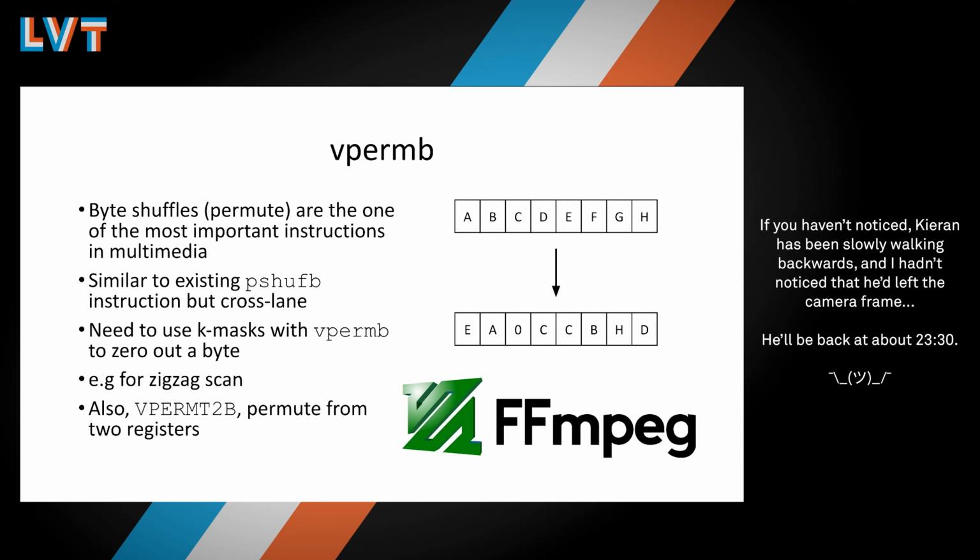PShuffB let you zero a value out. You can't do that anymore. You have to use K-masks. Probably the most obvious use for this is a zigzag scan.